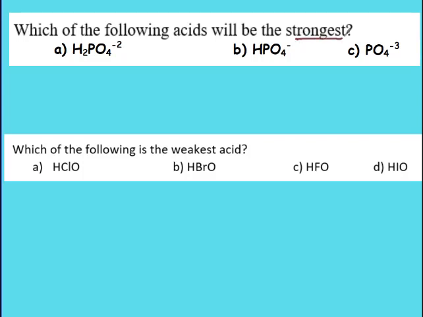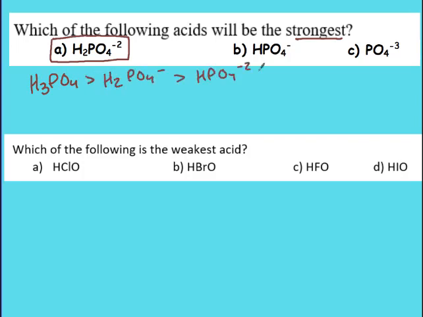So we were looking for the strongest acid, and our strongest acid is going to be A because it has the most hydrogens on it. Remember that we said a few minutes ago that for polyprotic acids, H3PO4 is the stronger acid, and acid strength goes down. So this one would have Ka1, Ka2, and Ka3. Every time it loses a hydrogen, it becomes weaker.